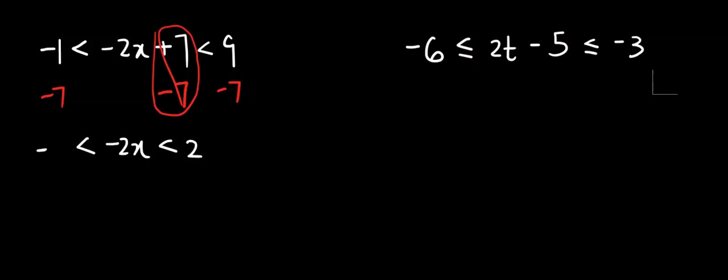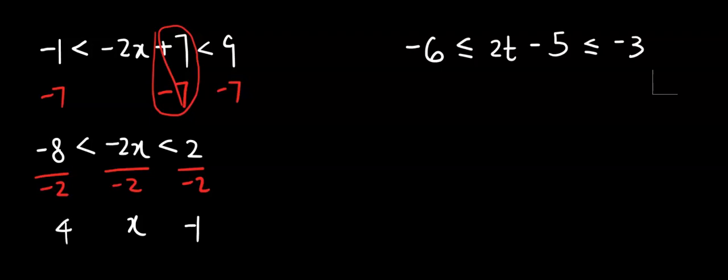This gives us -8. We're going to divide by -2. Each of these terms is divided by -2. Now, x is being isolated. And this is -1. This is a +4.